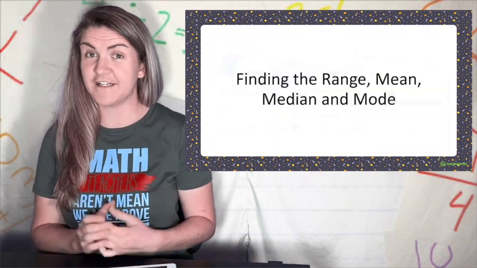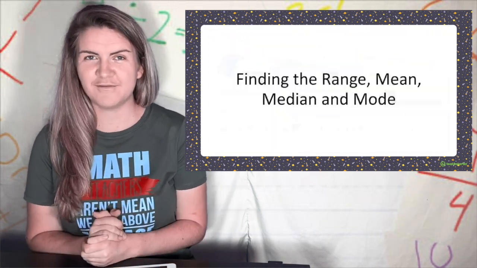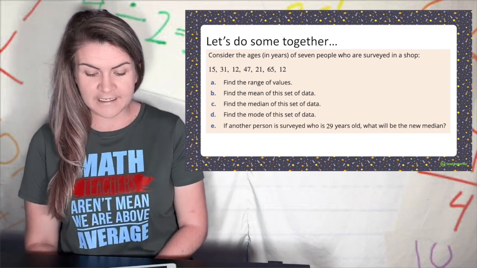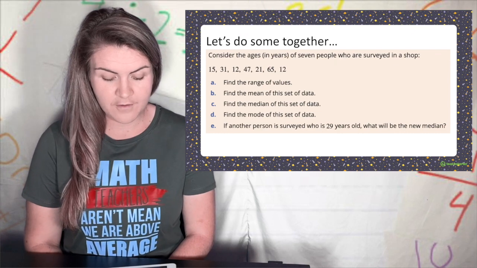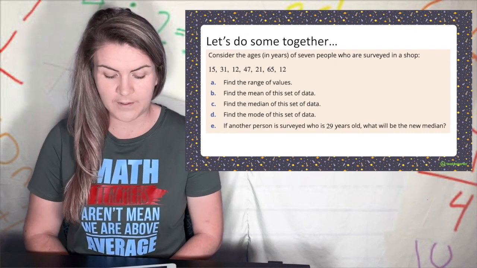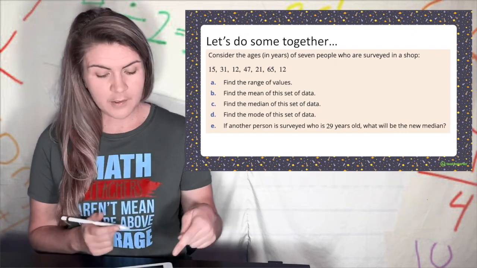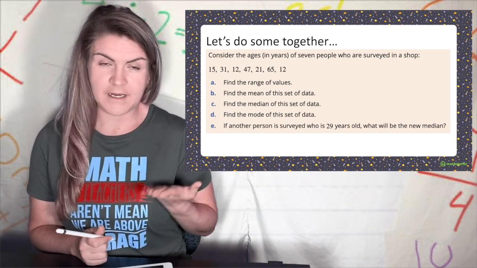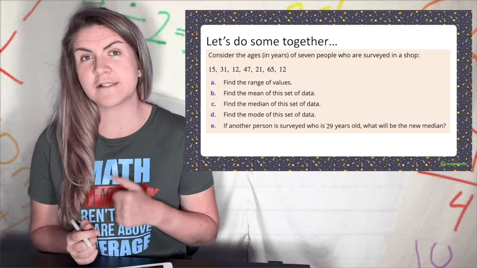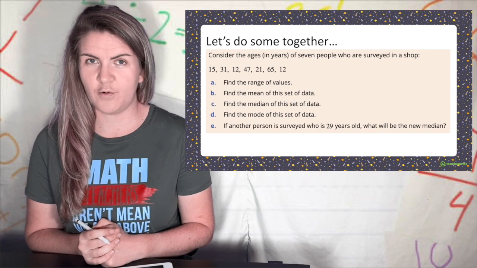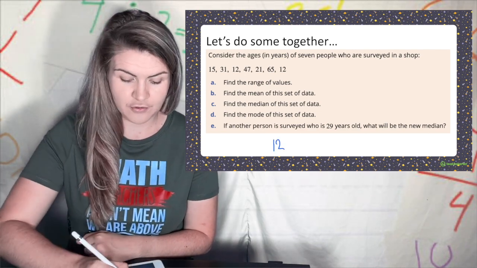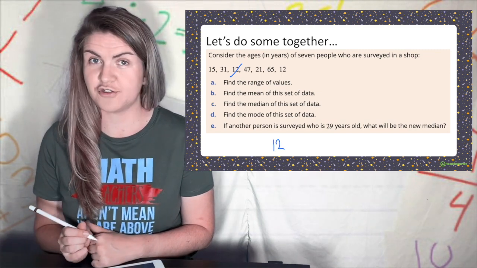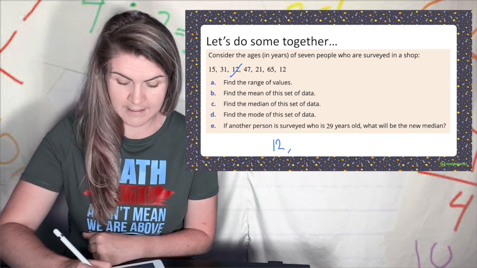Let's practice finding the range, mean, median, and mode. This question says, consider the ages in years of 7 people who are surveyed in the shop: 15, 31, 12, 47, 21, 65, 12. Then we're going to have to find the range, mean, median, and mode. The first thing I always like to do is put these numbers in ascending order. So I need to find the smallest number, which is 12, and then I like to cross them out as I go along to make sure I don't lose any. I'm just going to keep working it through.